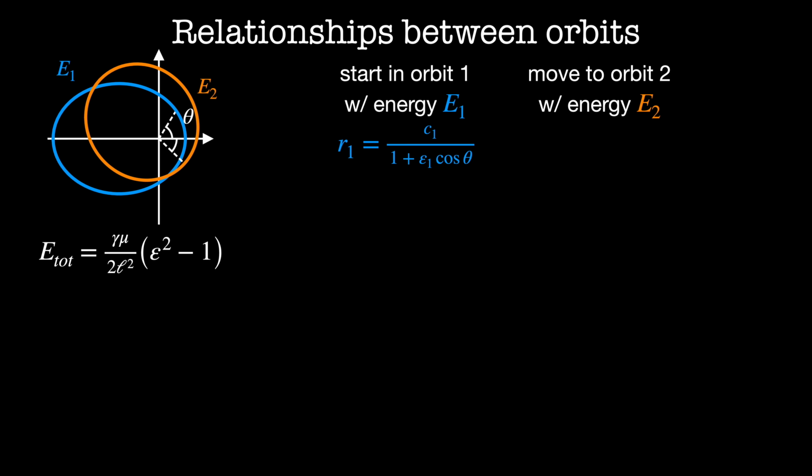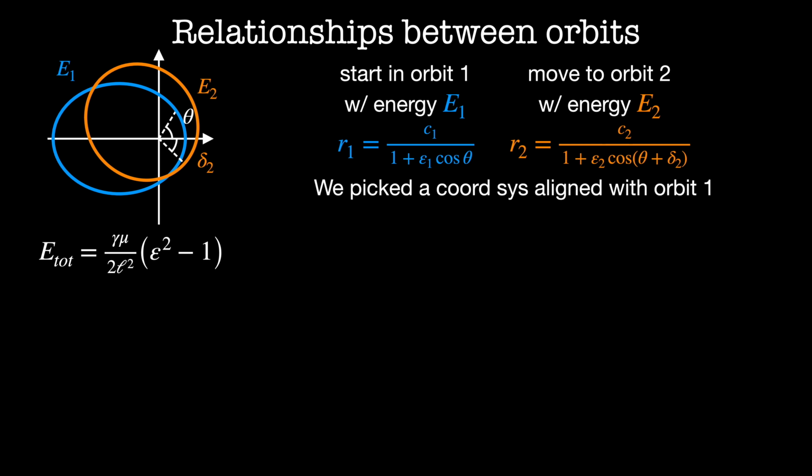In terms of our original coordinate system, the new orbit is given by R2 is equal to C2 divided by 1 plus the eccentricity of the second orbit times cosine of theta 1 plus delta 2. We picked an initial coordinate system that aligned with the first orbit, but the second orbit might not be aligned with that coordinate system. Then the angle delta 2 measures the offset between the distance of closest approach of the second orbit with that of the first orbit.